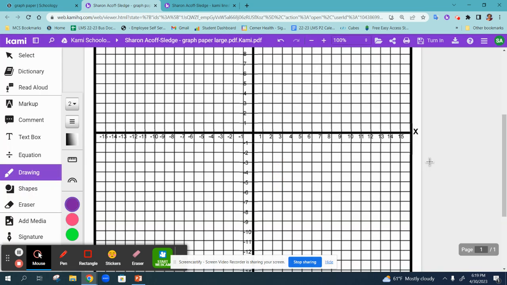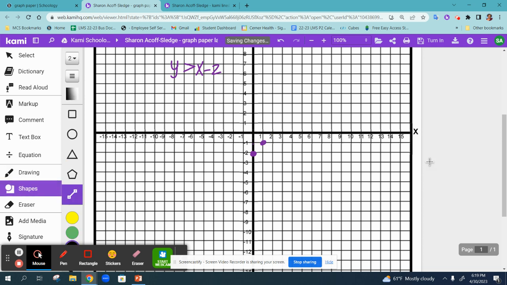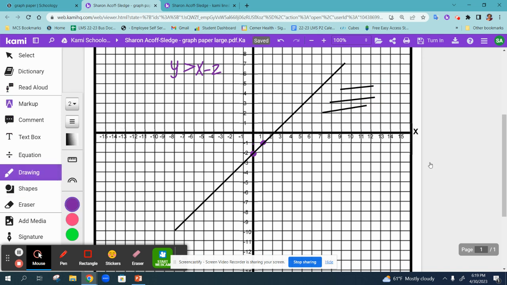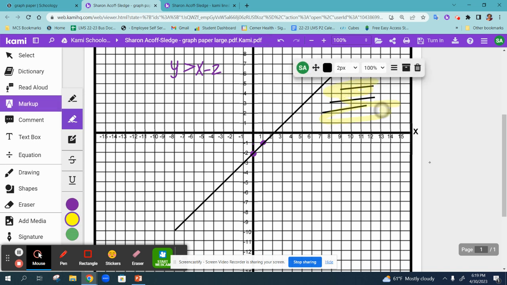This one is y is greater than x minus 2. So my y-intercept is there at negative 2, and my slope is 1. Okay. And I'm going to draw. I only need 2 points for a line. And it's a little bit easier when your slope is 1. And so it's greater than, so I'm going to shade on this side. I could use my highlighter tool and shade on this side.